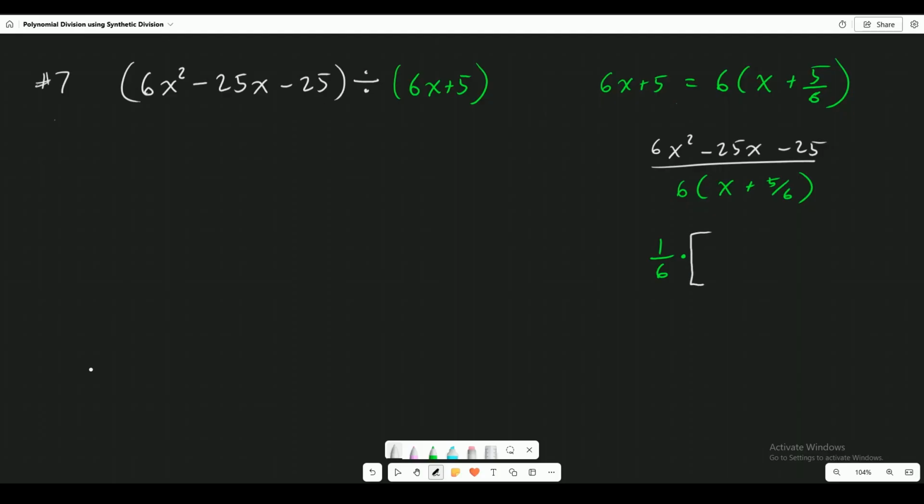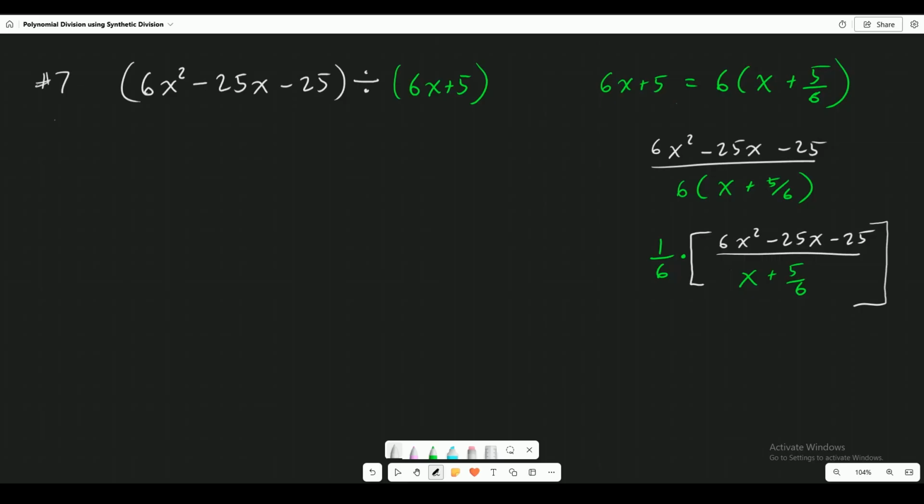So the whole transformation becomes 6x squared minus 25x minus 25 all over x plus 5/6. Just like that. Let me get my calculator. I have it in my backpack. One second. All right, we're golden. We have it right here.